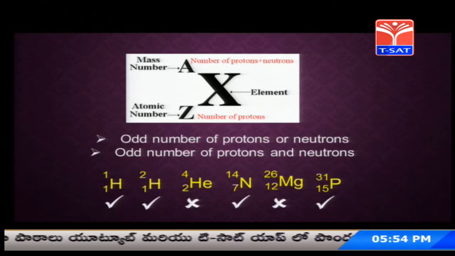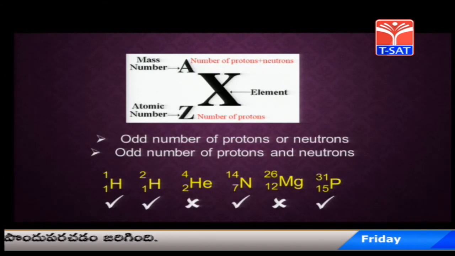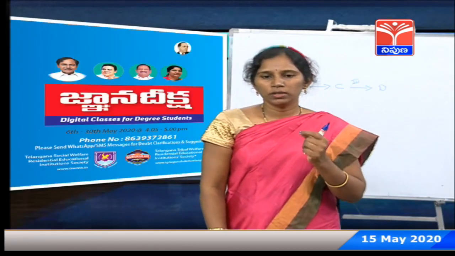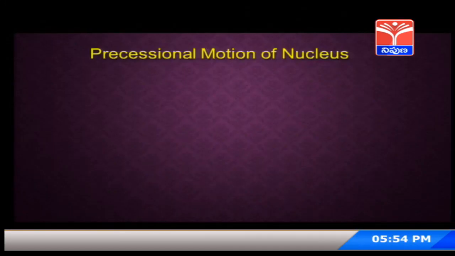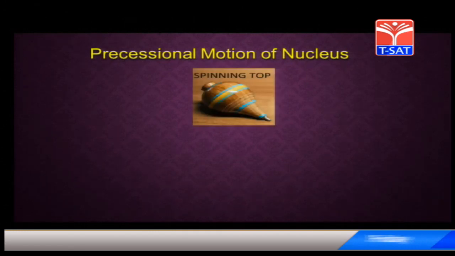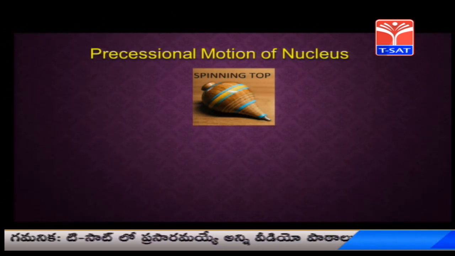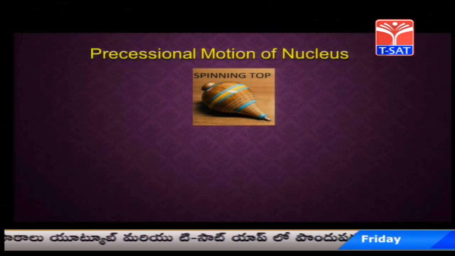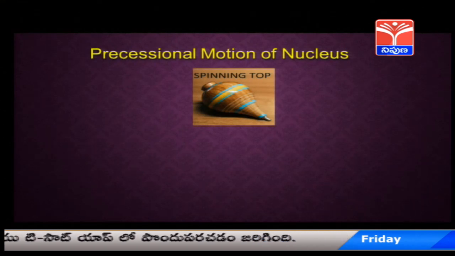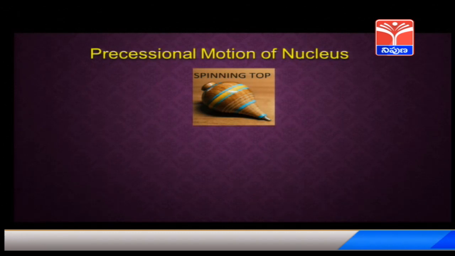Because of this spin only, there exists precessional motion for the nuclei. Let me introduce the word precessional motion of a nucleus. Look at the screen, students. Have you seen this one ever? That is a spinning top, that is, we say bongaram, right? You may have played with it while you were a child. Just imagine that this spinning top is revolving in front of you. If you keenly observe the motion of the spinning top, you can find two types of movements.